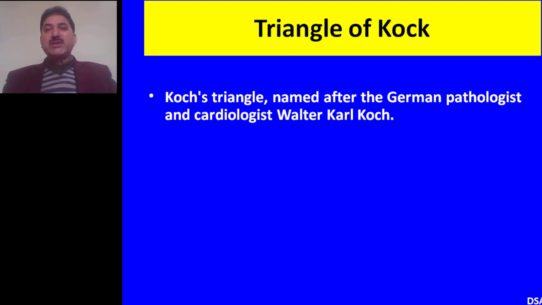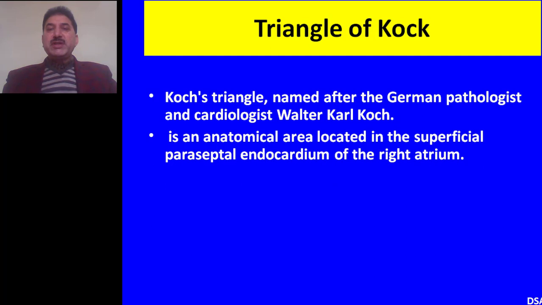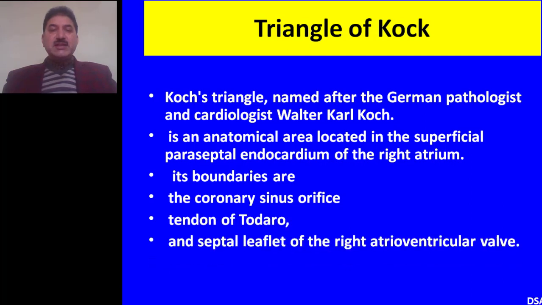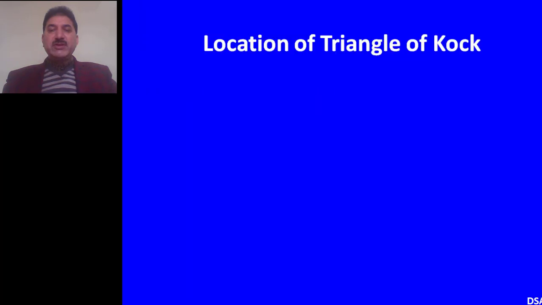What is triangle of Koch? Koch's triangle, named after the German pathologist and cardiologist Walter Koch, is an anatomical area located in the superficial paraseptal endocardium of the right atrium. Its boundaries are the coronary sinus orifice, the tendon of Todaro, and the septal leaflet of right atrioventricular valve.